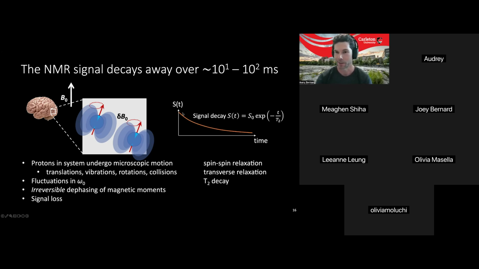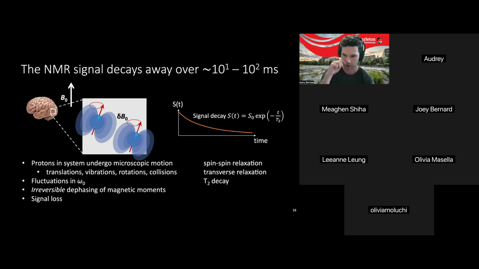So if we look at our signal as a function of time, it tends to decay exponentially with a time constant. We call it T2, which is spin-spin relaxation because it's the influence of one spin on the other, or transverse relaxation because our magnetization is not aligned along B0.